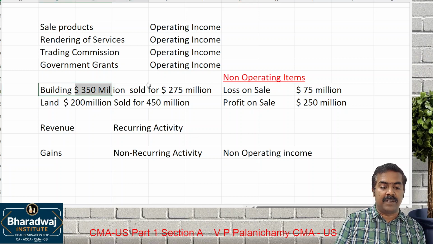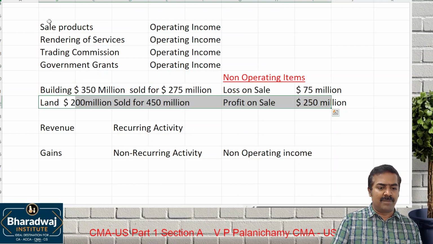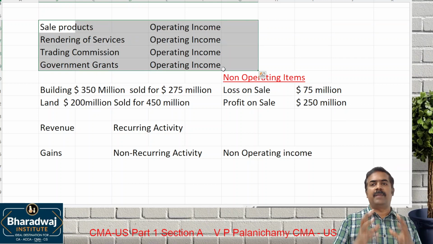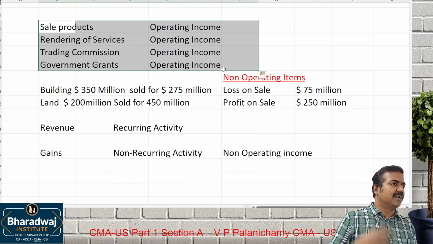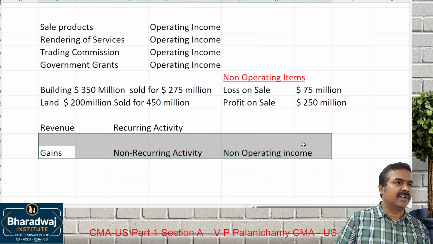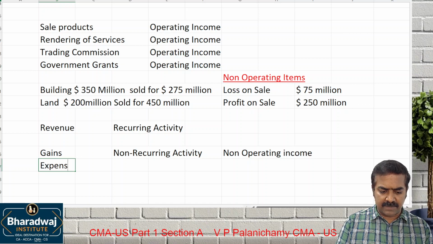Will you sell a building every year? Will you sell land for a profit every year? No. But will you sell products every year, render services, get trading commission and government grant? Yes. Operating income is the main objective of the business. But gains are from which one? Non-operating activity.